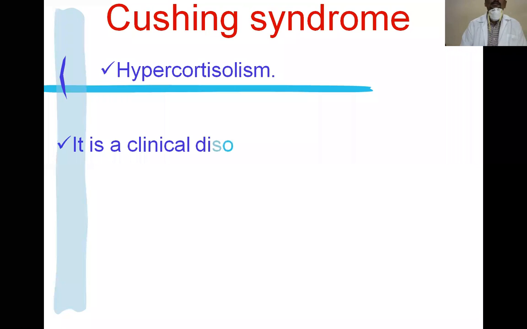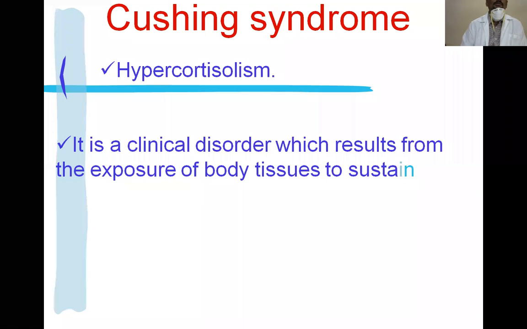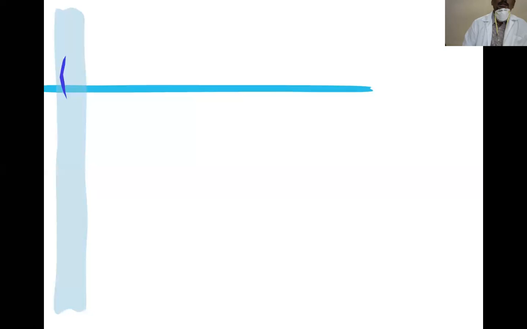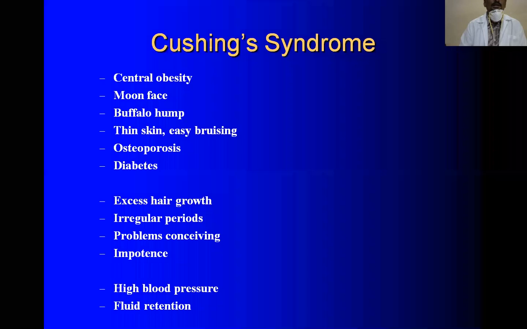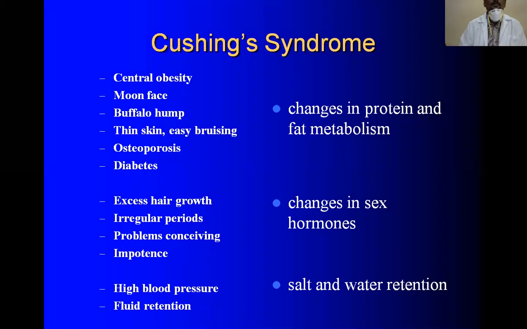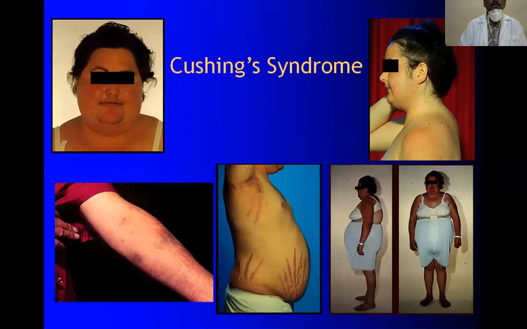So all we have seen in the last class: Cushing syndrome, hypercortisolism, a clinical disorder, and its features also we discussed in detail. Today we will go back quickly and recapitulate.